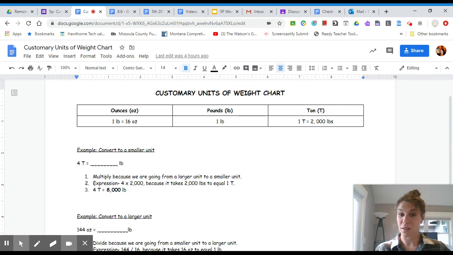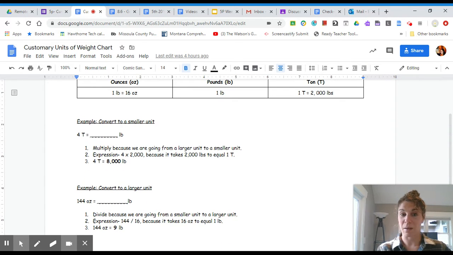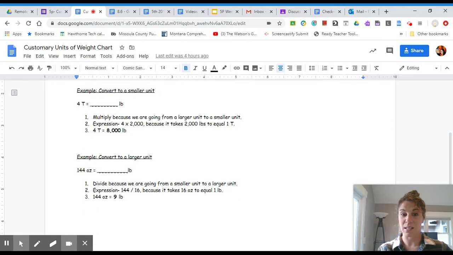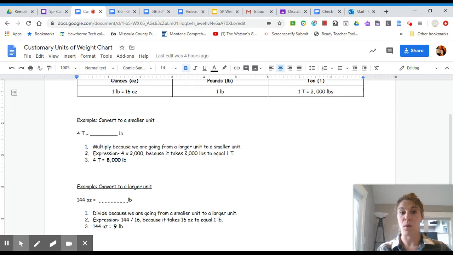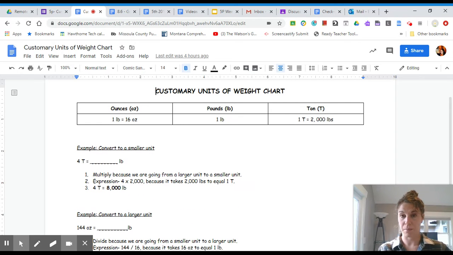I also put on this sheet an example of when we convert to a smaller unit. If we're going from tons to pounds, I put those 3 steps that you're going to work on. I also did an example for when we're going to a larger unit and we'd be dividing. I want you to know that those are there to help you. That's what I want you to be using when you're doing your sample problems today.